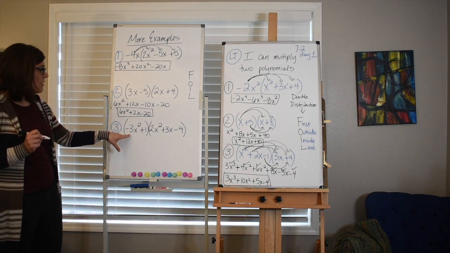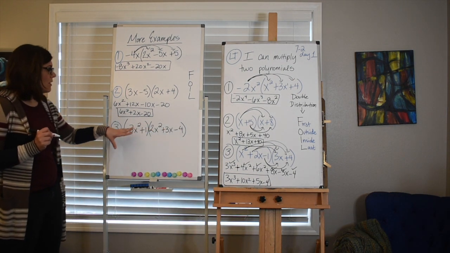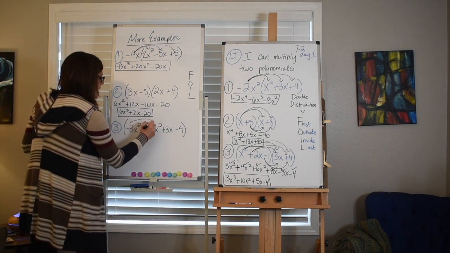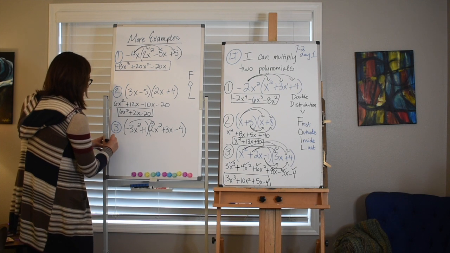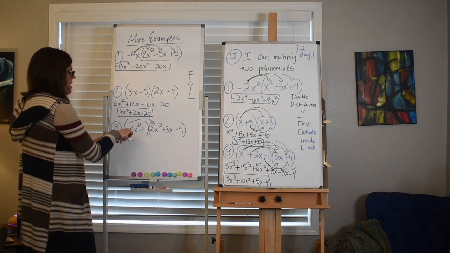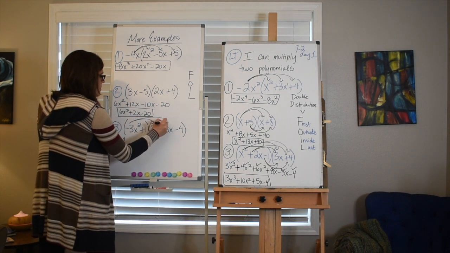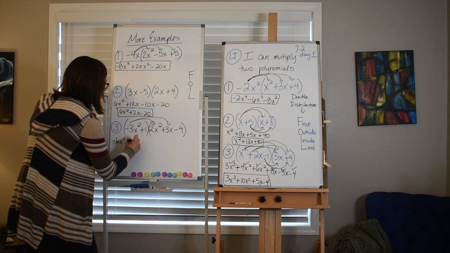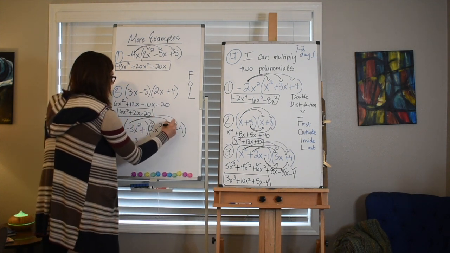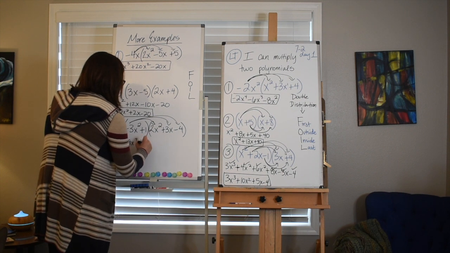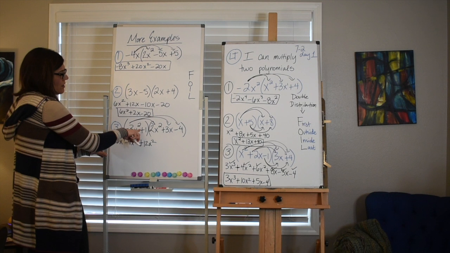-3x squared plus 1 times this trinomial. So I'm going to start with this first term. -3x squared times 2x squared would be -6x to the fourth. -3x squared times 3x would be -9x to the third. And then -3x squared times -4 would be positive 12x squared.